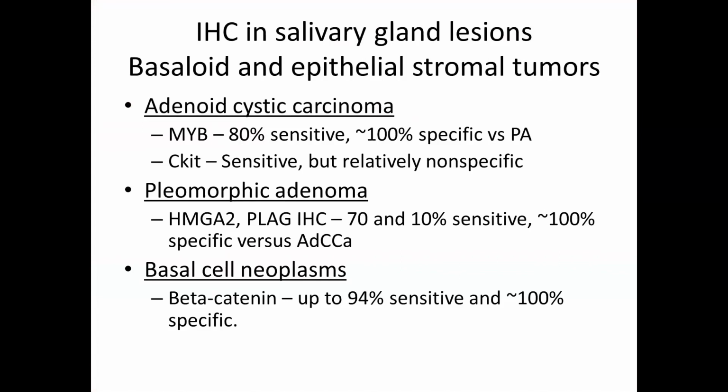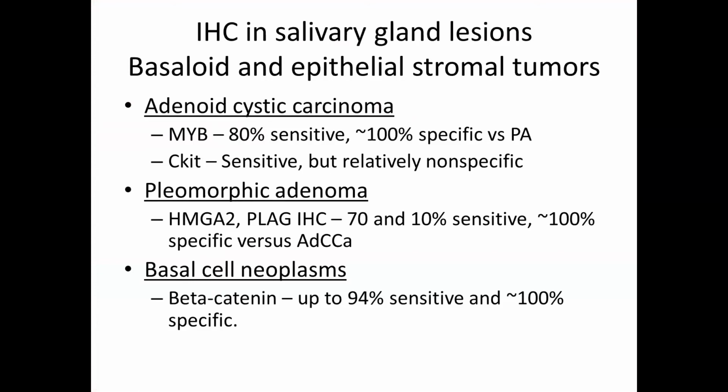So for adenoid cystic carcinoma, for example, we've always talked about c-KIT. c-KIT is kind of dicey in the context of a resected specimen, and in the context of a small biopsy, it's not really reliable at all. I mean, it's relatively sensitive, but it can be patchy, and lots of other tumors besides adenoid cystic can have c-KIT positivity as well. So typically I don't like to use it all that often.